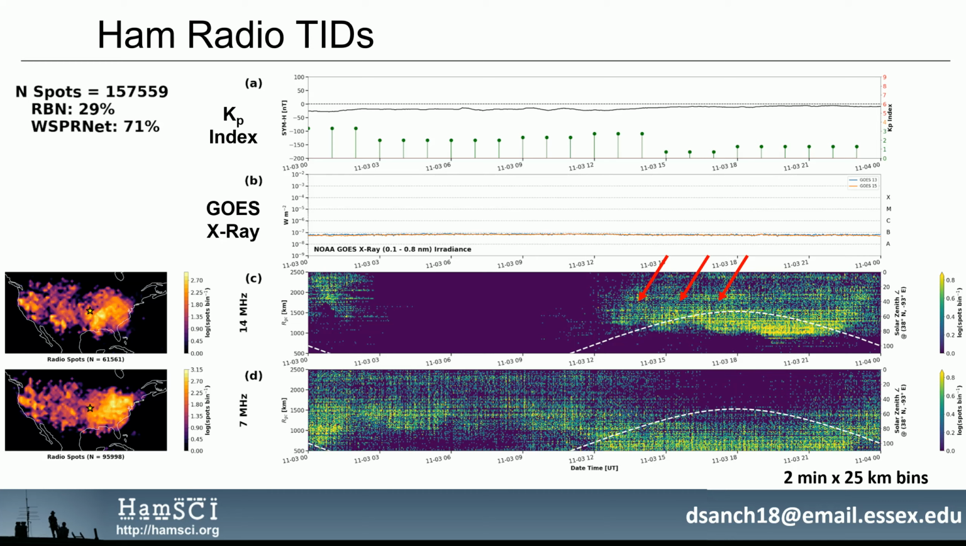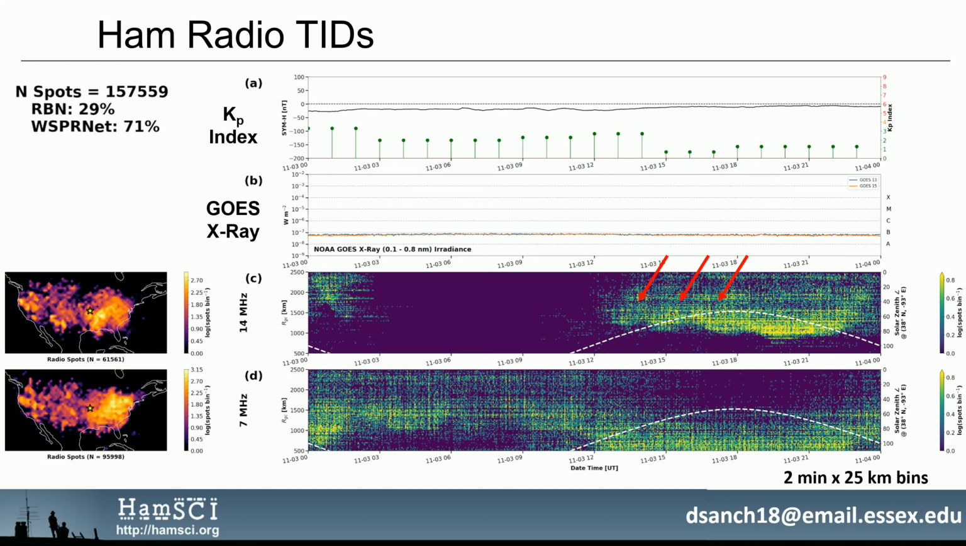On our left, we also have the total number of spots for this histogram, as well as the percentage of data that comes from RBN and WSPRNet. Last, we have a map of the area the spots are originating from on the bottom left corner.